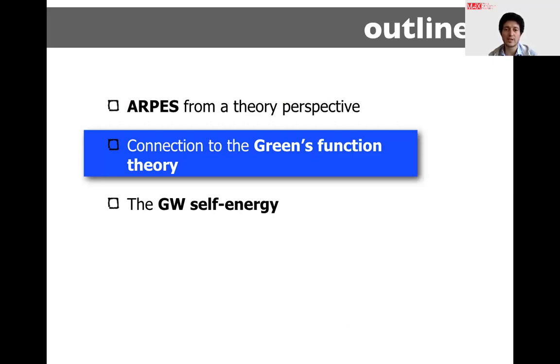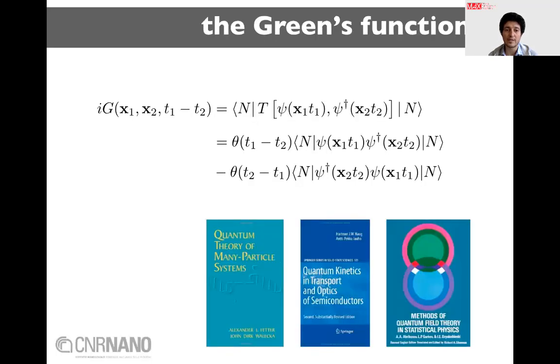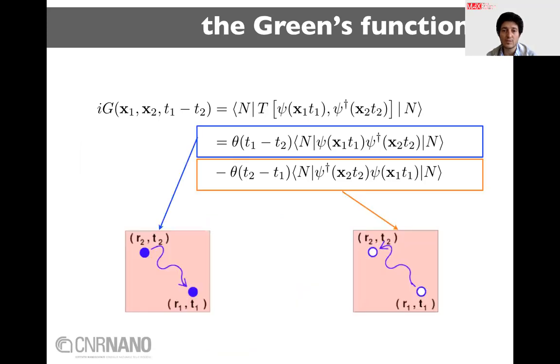Let's now look at what are the mathematical objects that we can use to do this. And this mathematical object is actually the interacting many-body Green's function. Here is the definition taken from textbooks. And if we look at it in closer detail, this was already discussed yesterday by Pedro Melo.